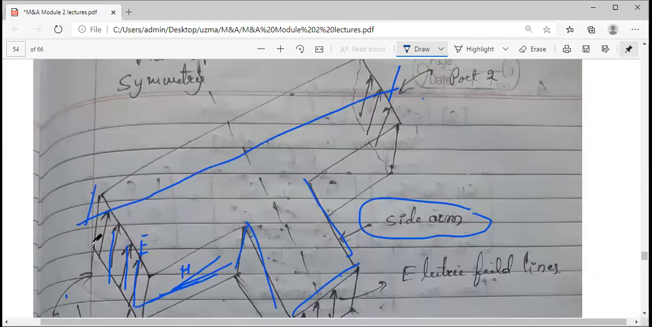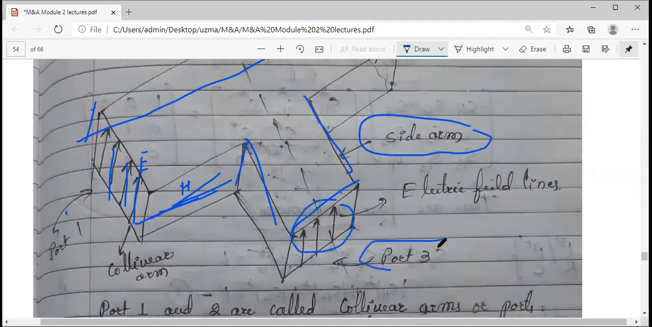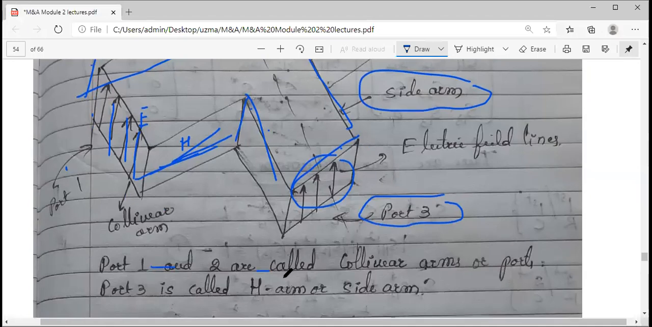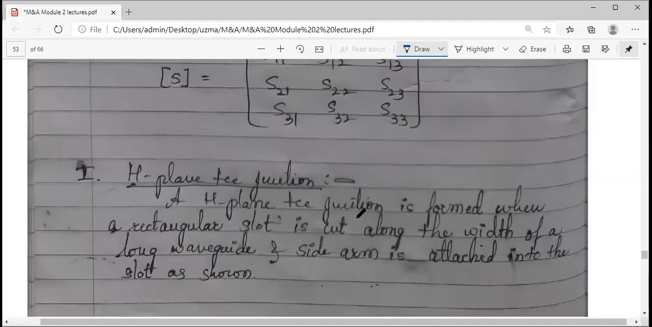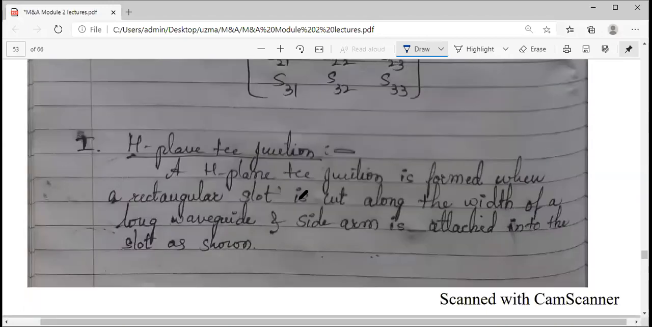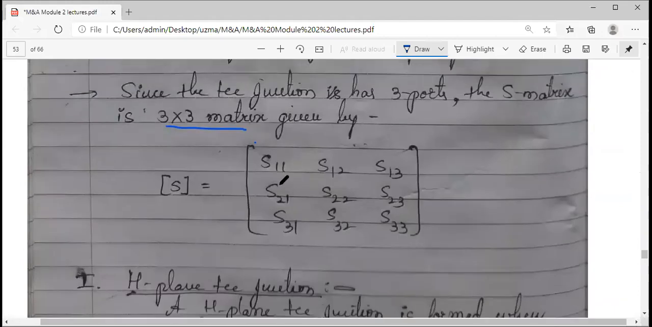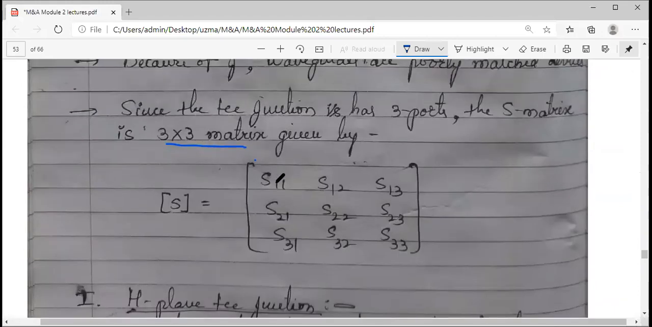The structure we have seen already: port 1 and port 2, this complete part we call the collinear arm. This is your side arm or H arm. You can see the electric field direction, and this is your port 3. How does the S matrix look? This is the general S matrix for a waveguide T junction. It is a 3x3 matrix because how many ports are available? You have seen the figure. We have port 1, port 2 and port 3. So totally 3 ports are available. Hence it is a 3x3 matrix. So 3x3 means 9 elements: S11, S12, S13, S21, S22, S23, S31, S32, S33.